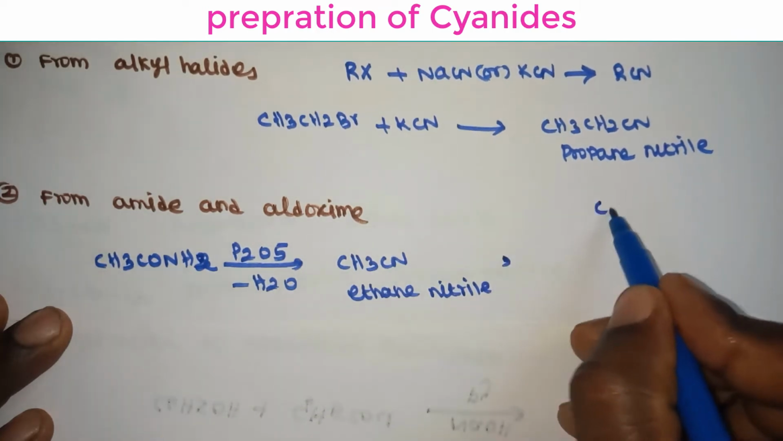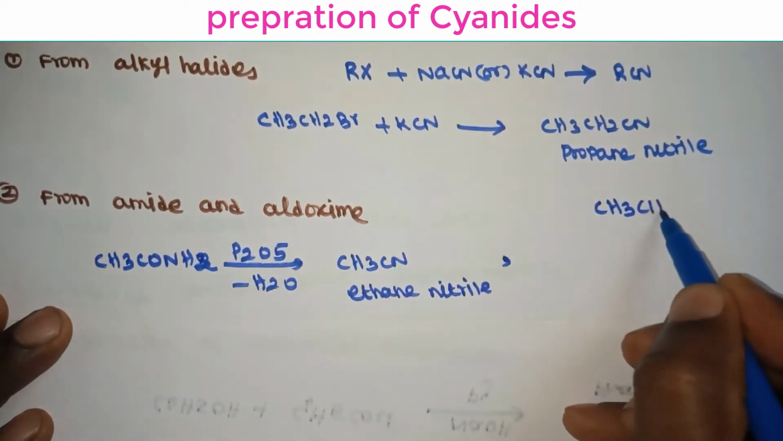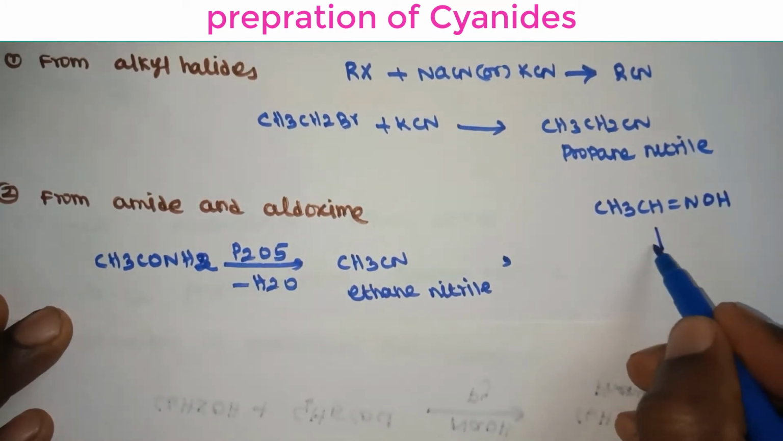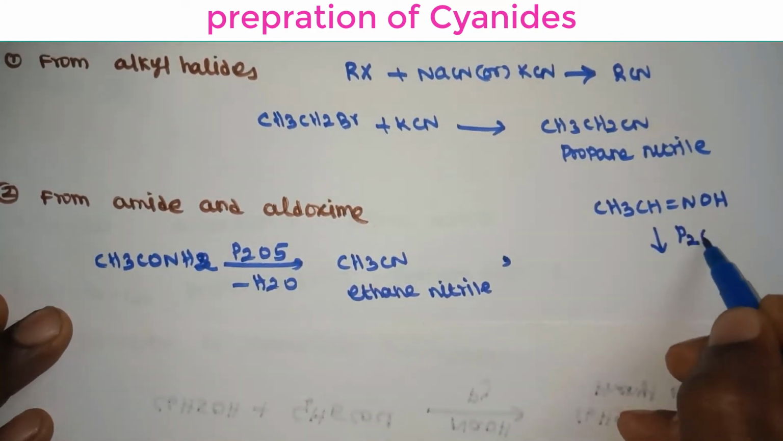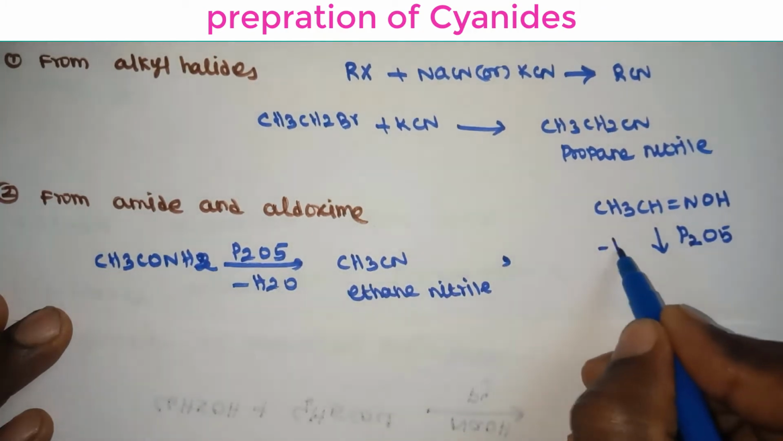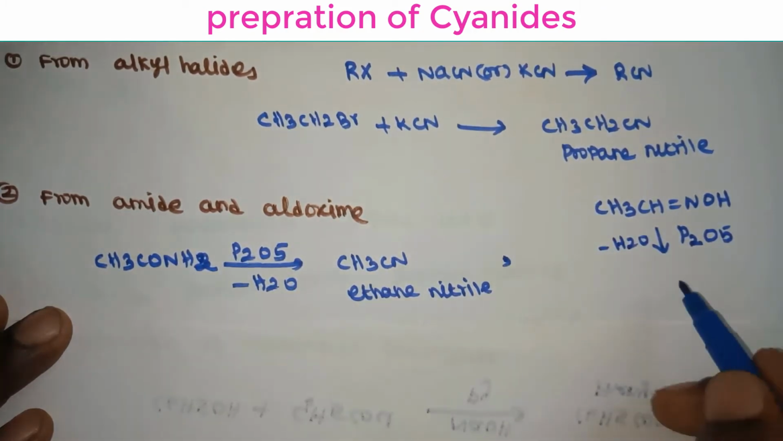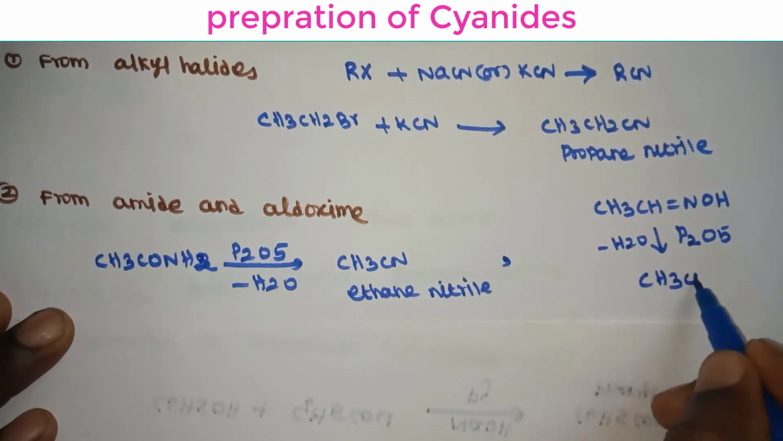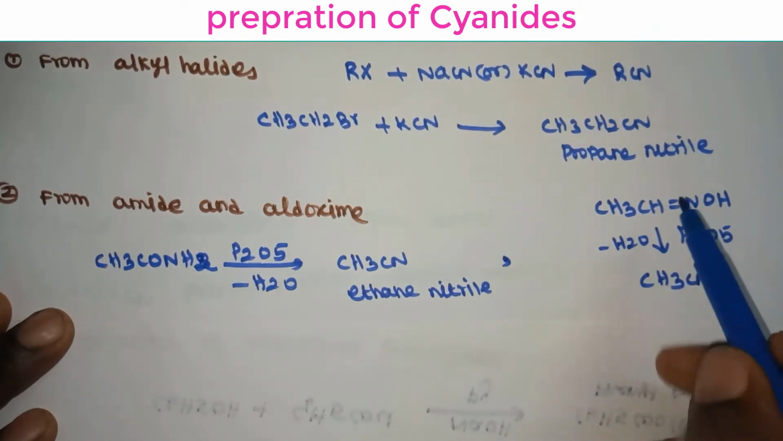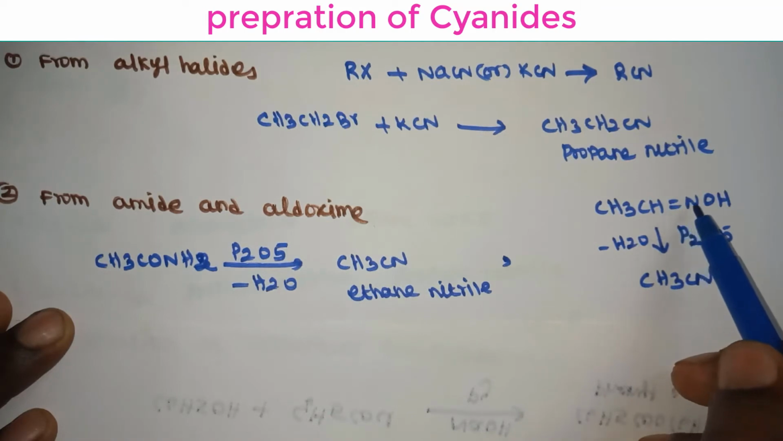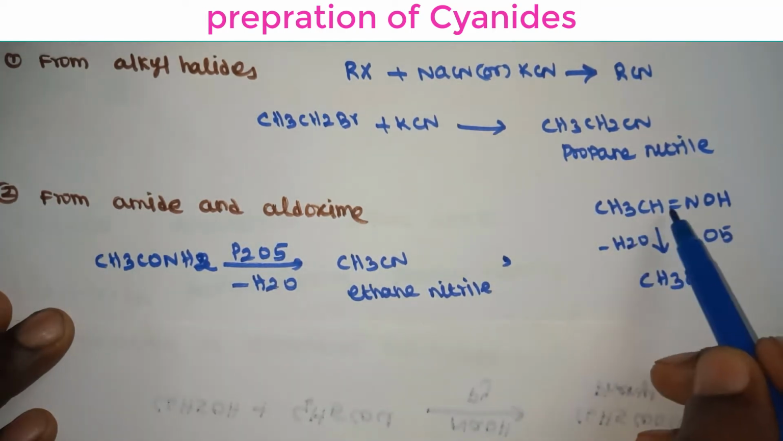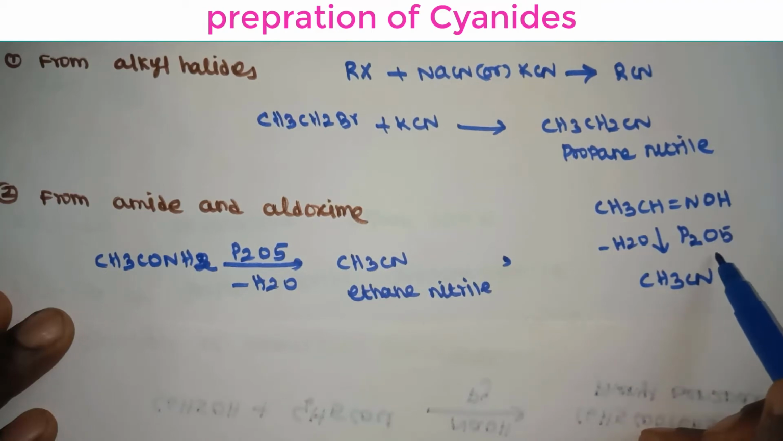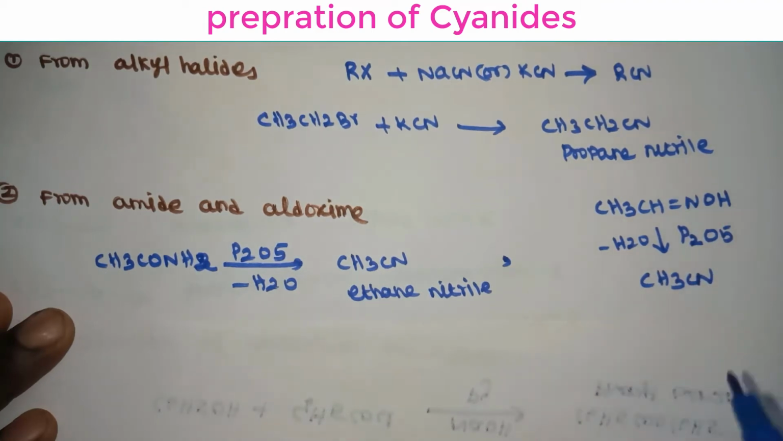Aldoxime, CH3CH double bond NOH, is acetaldehyde oxime. Acetaldehyde oxime is treated with phosphorus pentoxide, P2O5, so a water molecule is eliminated from the reactant. We get CH3CN. The name of this compound is ethane nitrile.